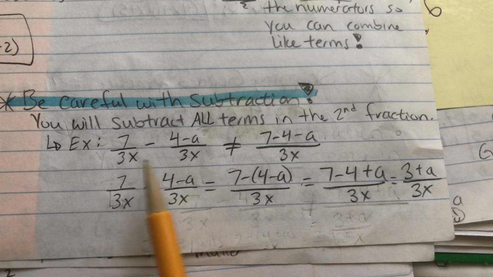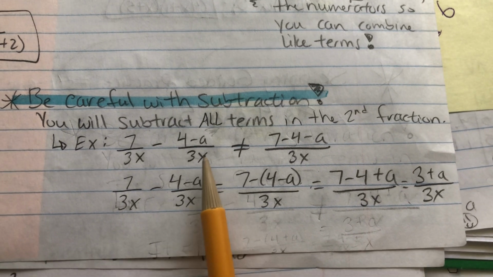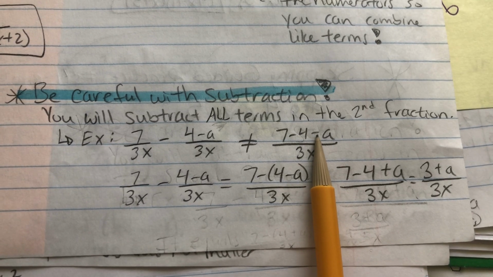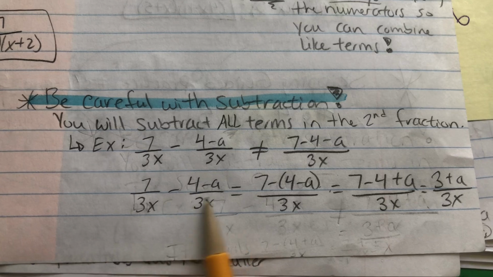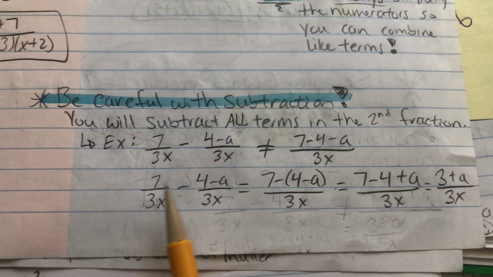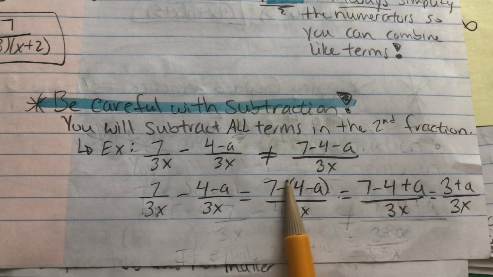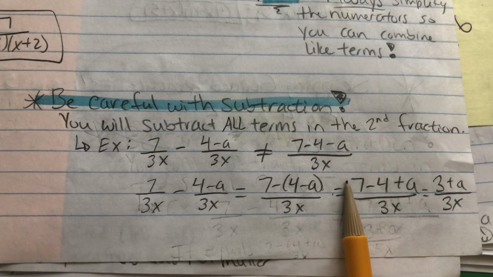Here we have two fractions we're subtracting, and they have common denominators already. This is not the same thing as just sticking the negative sign in between and rewriting the numerators. You're subtracting everything in that second fraction. So this is actually how it would work. You're going to subtract the 4 minus a in the second fraction, so you want to put those in parentheses so you don't mix up your signs. That's something to watch out for.